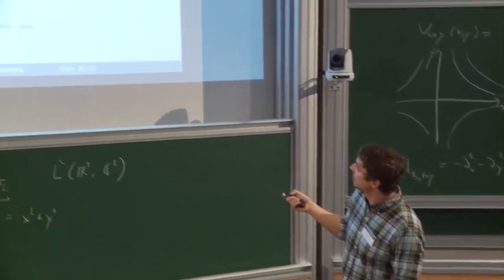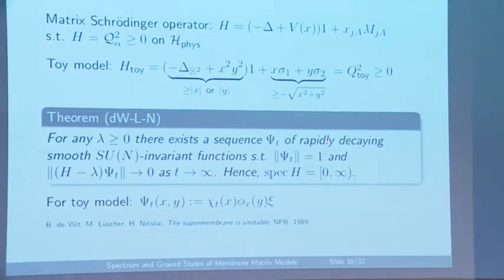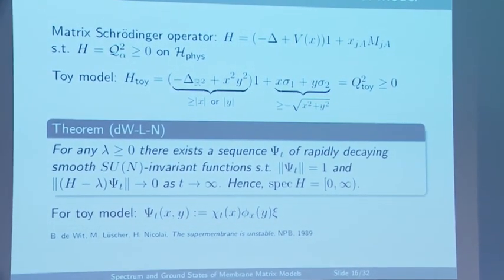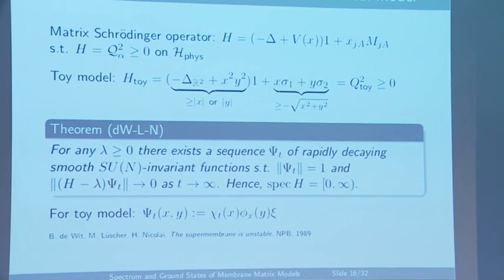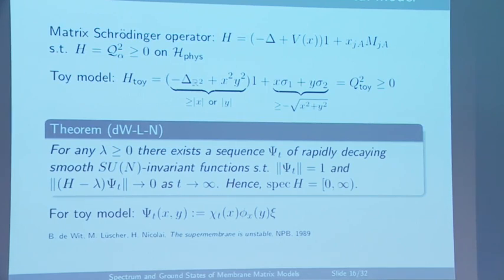So you can prove that there exists a sequence of smooth and rapidly decaying states. Maybe not compactly supported, well, you can take them compactly supported, and normalized such that for any lambda greater than or equal to 0, the Hamiltonian minus lambda acting on these states goes to 0. So this means that this point lambda is in the spectrum. The theorem is for the full... This is for the full, exactly.